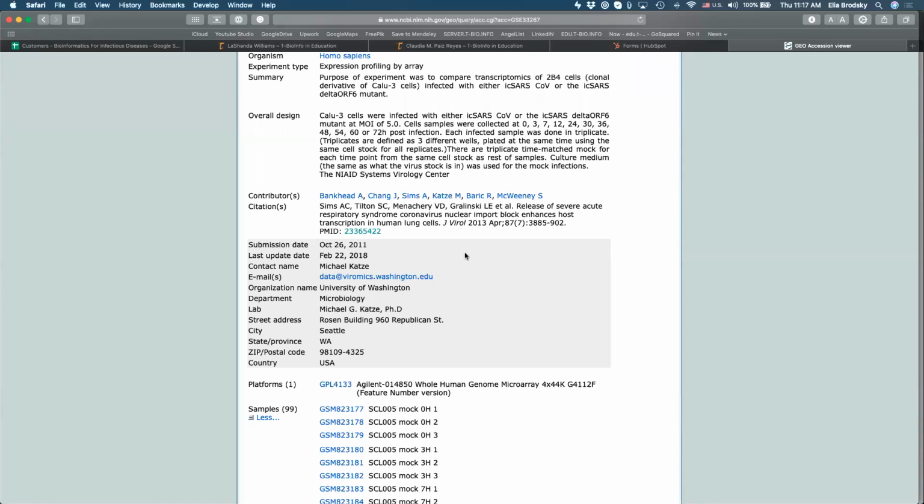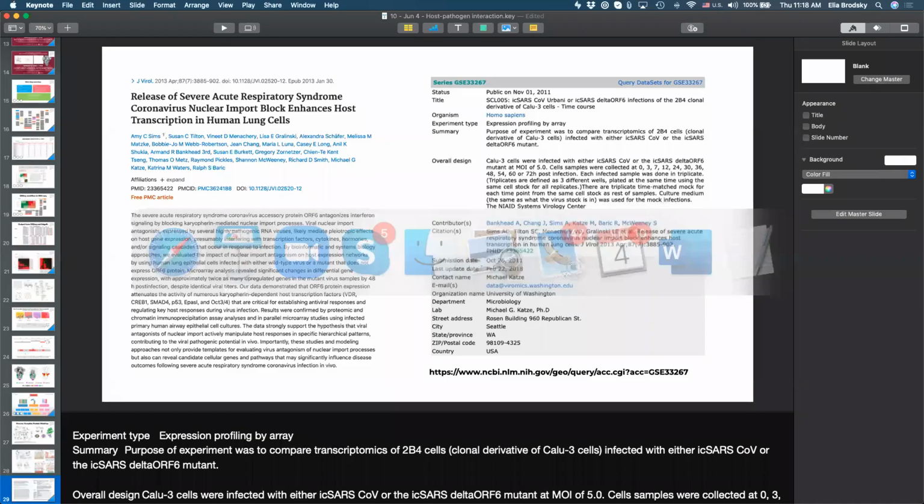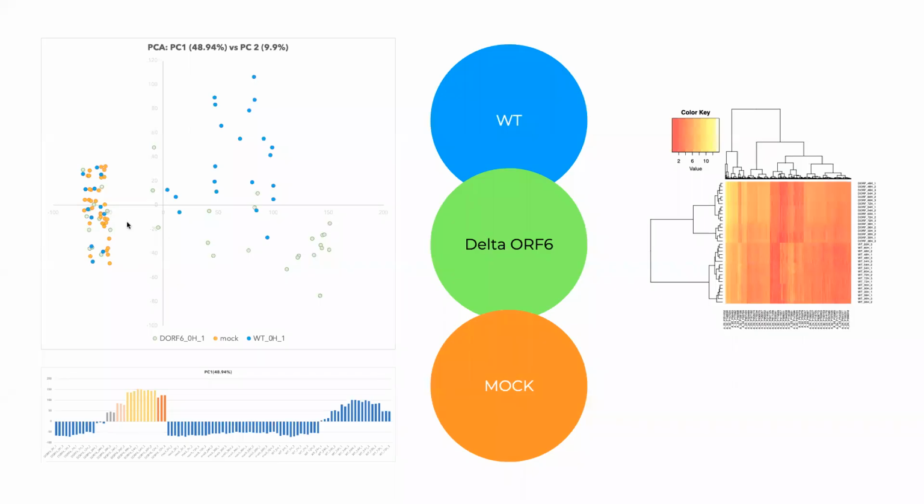So what does principal component analysis actually do? Principal component analysis will use all of these different samples and all of the genes that are included in each sample and show us variability between these different samples. Okay, so let's take a look. This is principal component analysis. The green dots are delta ORF6. The yellow ones are mock infected, and the wild type are the wild type, right? The full genome.